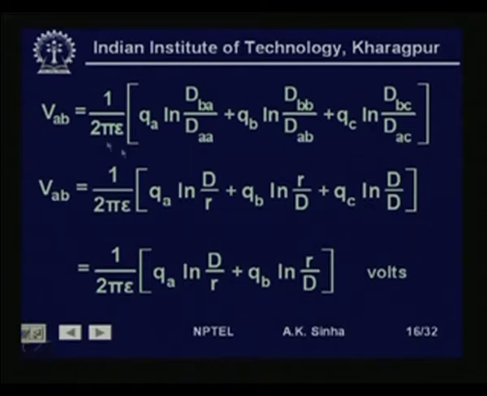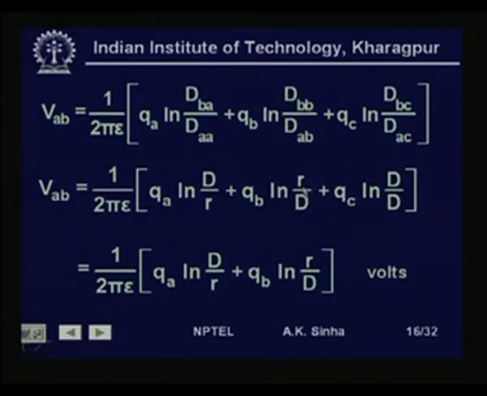Now, if we substitute the values of dAB or dBA and dAA, dBB and so on, this can be written as VAB is equal to 1 by twice pi epsilon into QA ln D by r, dBA is equal to dAB, which is equal to D, and dAA is its self distance, that is r, the radius of the conductor, plus QB into ln dBB, again since the conductor radius we have assumed to be same, that is 3 conductors are of the same radius or diameter.